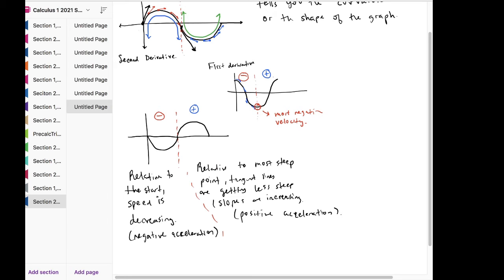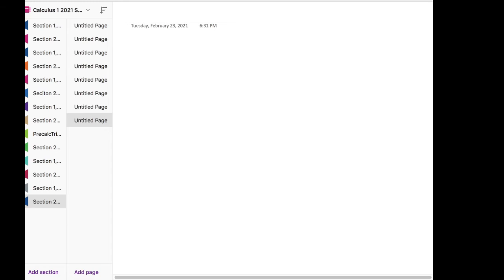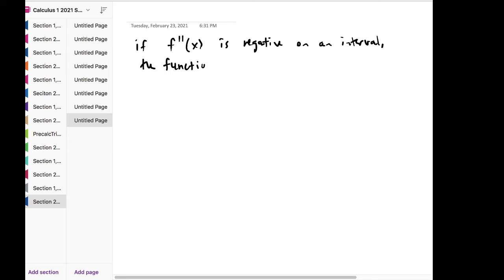Okay, no questions. So we'll just define what we just described here. If the second derivative is negative on an interval, the function f of x is called concave down.